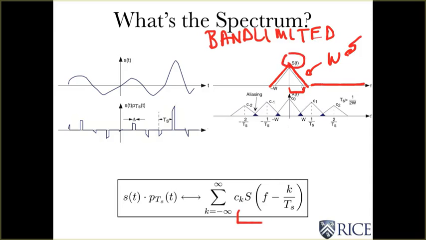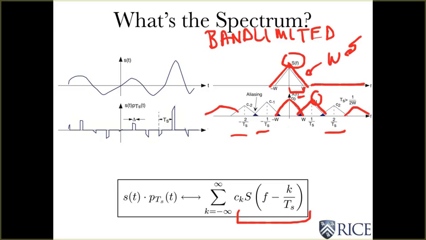Now, when I delay and add them up with constants, this might be what I get. I have taken the original one, k equals 0. Here's the original spectrum, multiplied by C0. I then shifted over by 1 over Ts, multiplied by C1. I get that one, shifted over by 2 over Ts, and I handle the negative indices the same way. So this goes on forever and ever, as you might imagine.